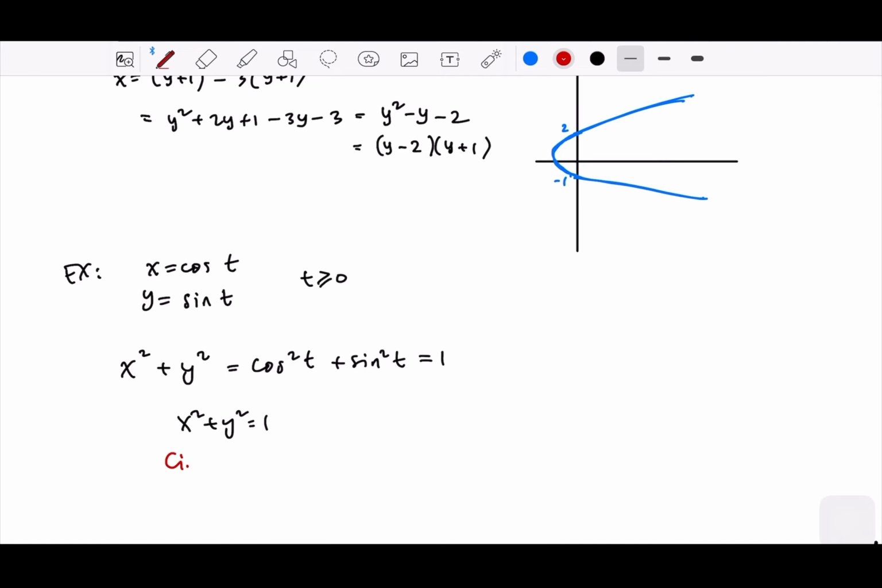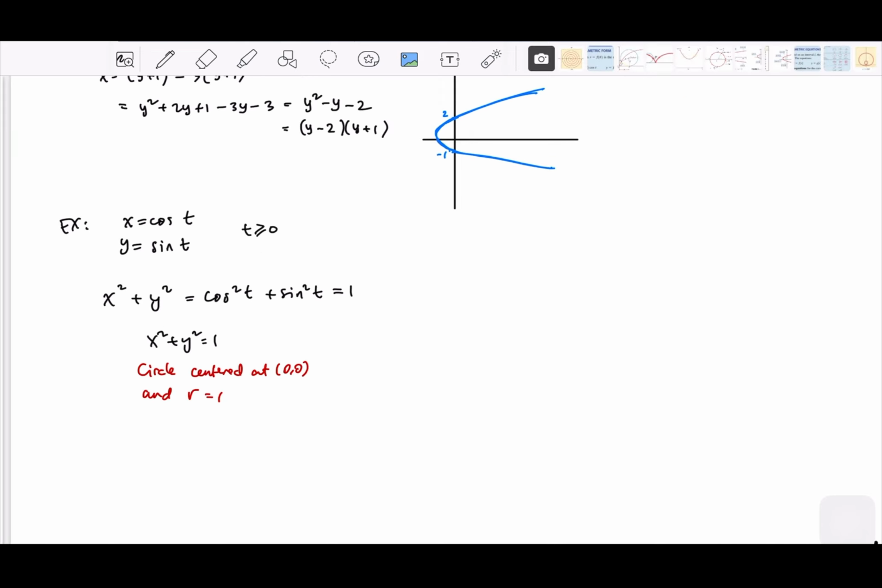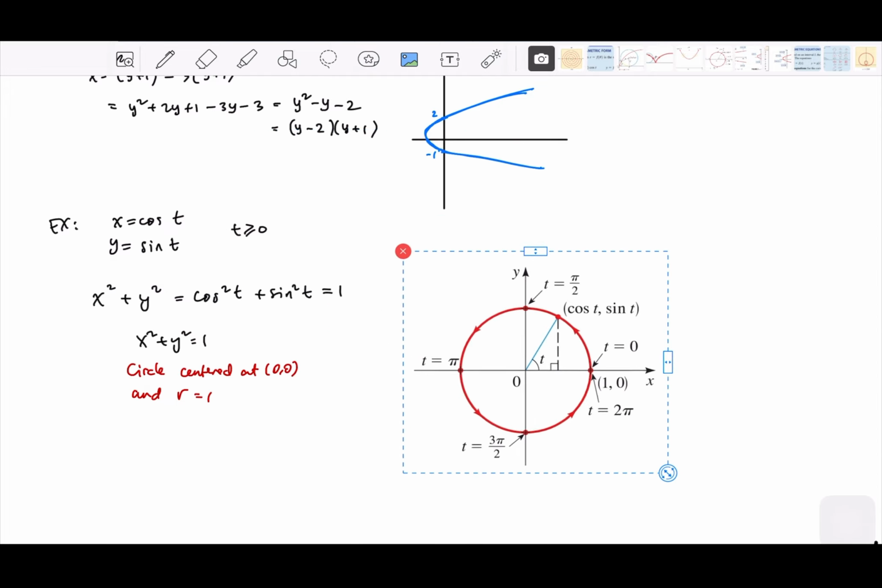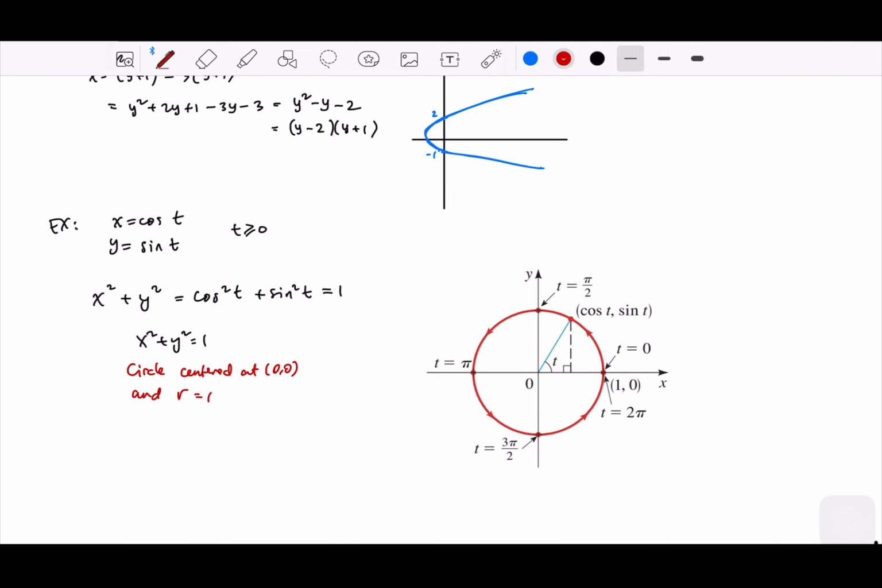We are going to have a circle centered at 0, 0, and has a radius equal to 1. Okay. So we could draw that into our situation here, and we have a circular motion. Okay, this is a circular motion. So the parametric variable t, or the parameter t, can signify the direction of our curve as well.